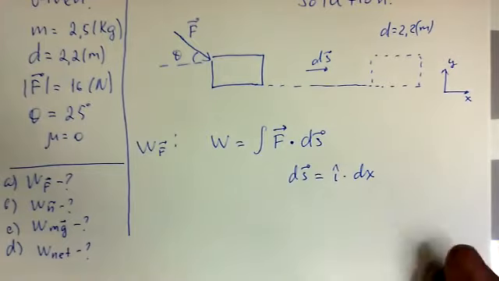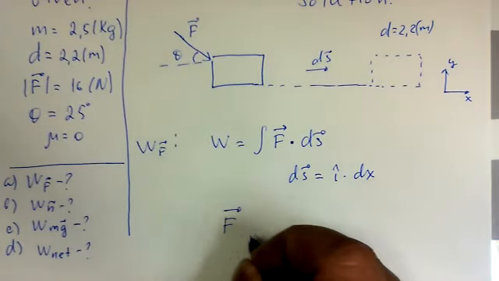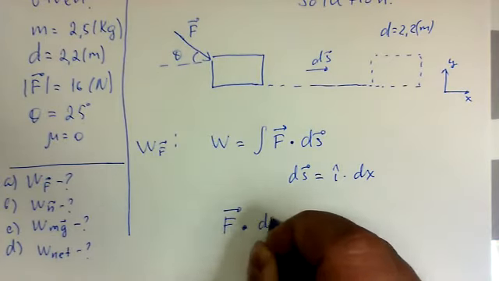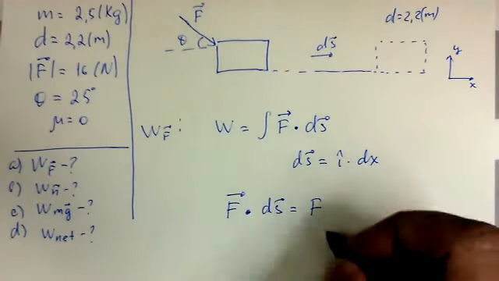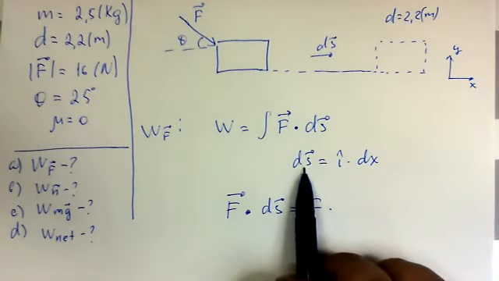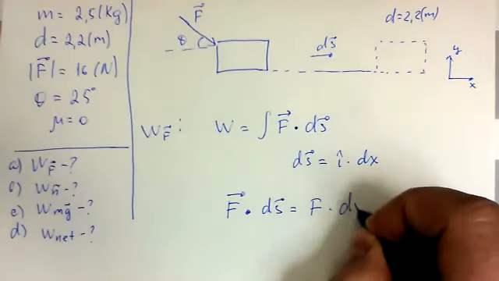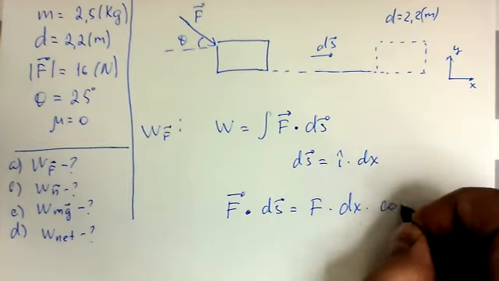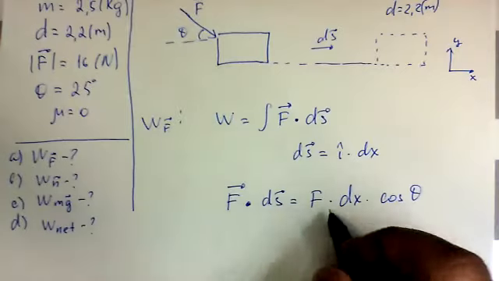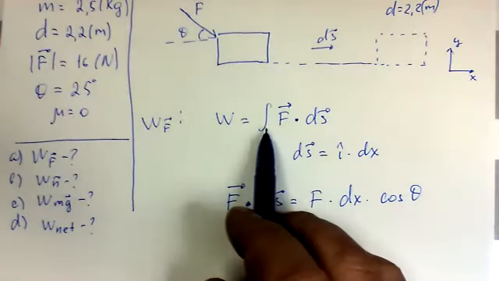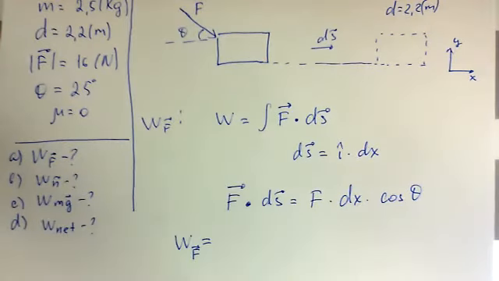Okay, and from that, what would be the scalar product of these two vectors? That would be vector F dot product ds. Now it would be equal to the absolute value of vector F times the absolute value of vector ds, which is just dx, agree? The absolute value of i hat is 1. So dx times cosine theta. And if so, let's substitute now this scalar product into this integral, and we will find the work done by the force F, like that.